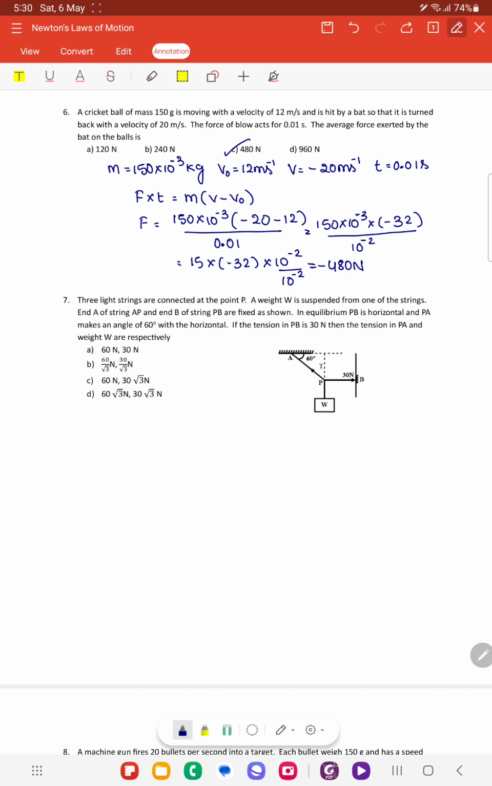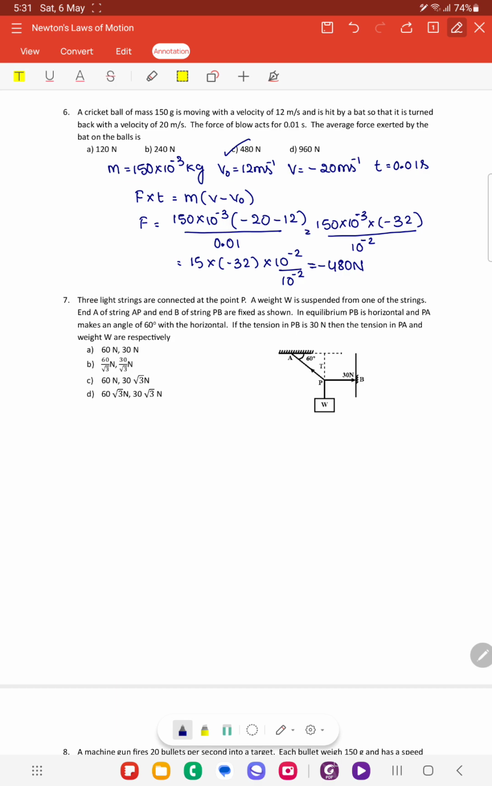Question number 7. Three light strings are connected at a point P. The weight W is suspended from one of the strings, as shown in the figure. In equilibrium, PB is horizontal and PA makes an angle of 60 degree with the horizontal. If the tension in PB is 30 Newton, then the tension in PA and the weight are respectively?